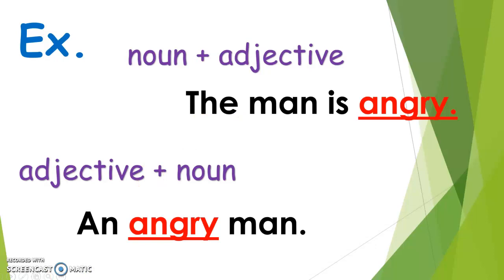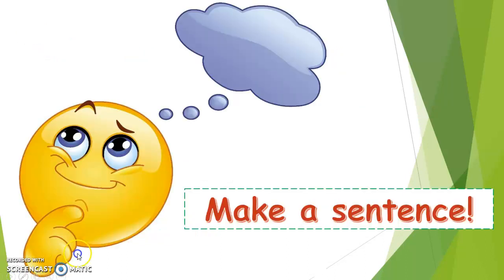Now I will give you 5 words, 5 different pictures, and then you are going to make a sentence. You can choose to make a sentence, adjective or noun first, like this, or you can use noun first and then adjective. Okay? Depends on you. Choose only one sentence or make only one sentence per picture. So I will show you the first one. Number 1. Okay, make a sentence.